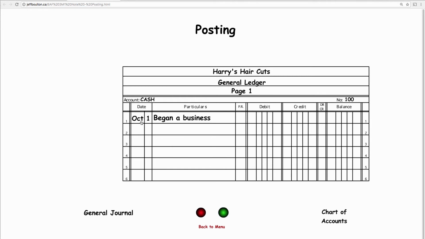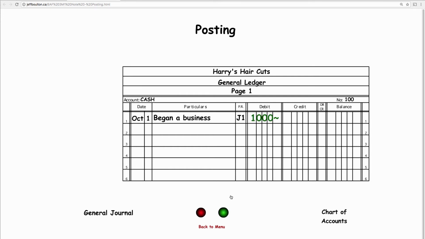Next, you put in the date, October 1st, began a business. This is so time consuming, I am never going to ask you to put in this description here in the particulars column. But you will need to put in the posting reference. And that refers to what page this transaction came from in the journal, not to this account number. Right? From the journal.